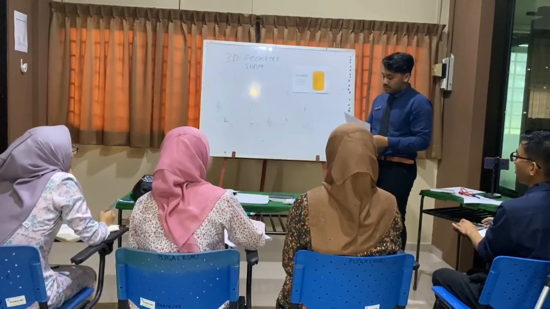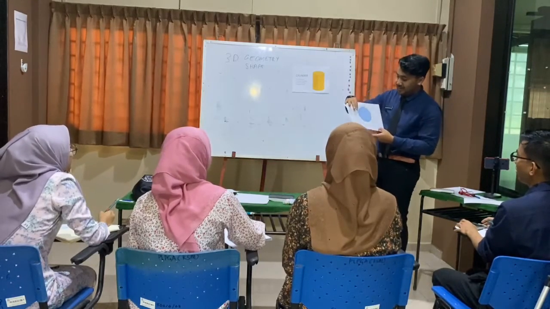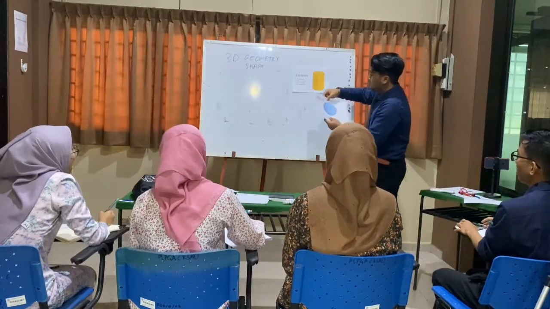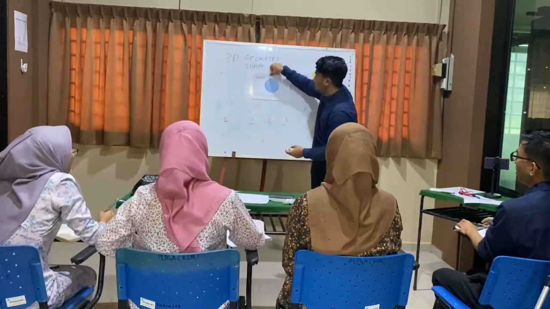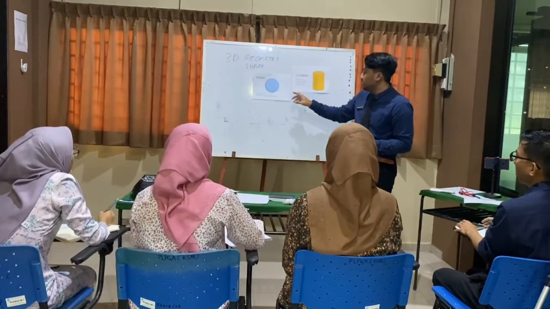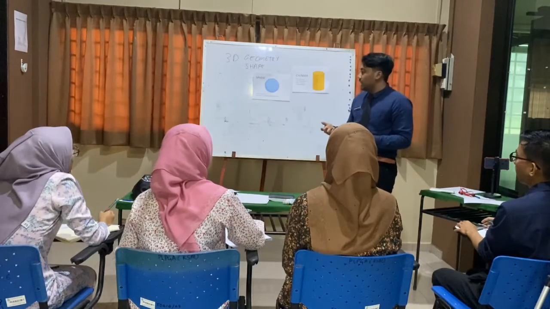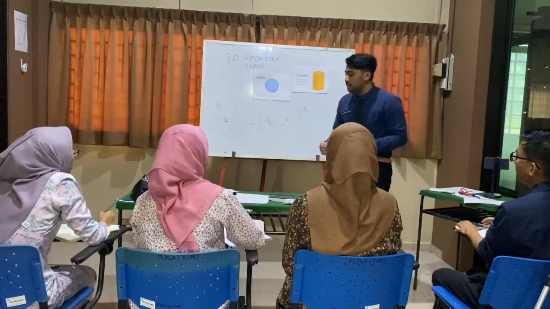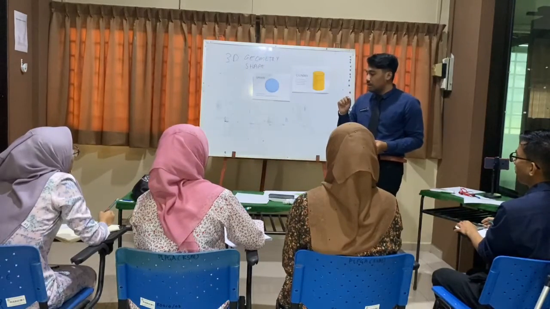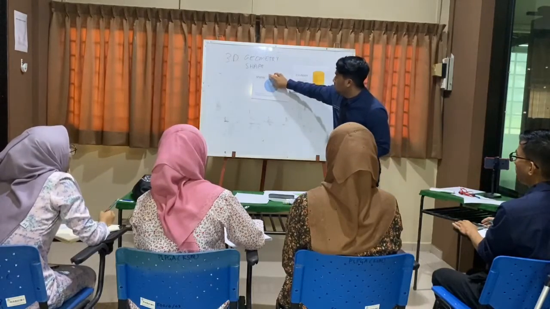Okay, for the next shape, what is this? Sphere. Okay, correct. This is called a sphere. For the sphere, it has one curved surface, but it has no base. Basically, this is the only shape that I know that has no base, because other shapes consist of at least one base.